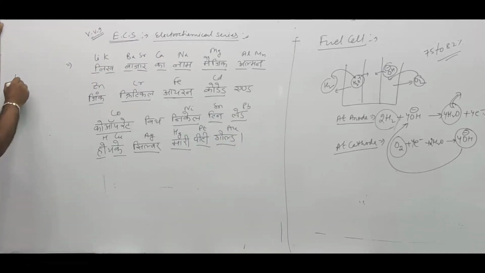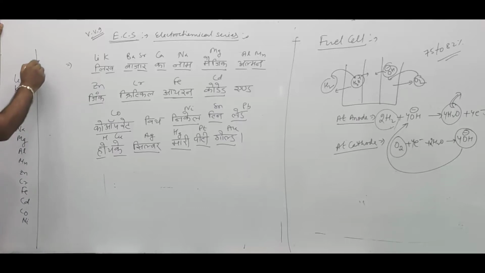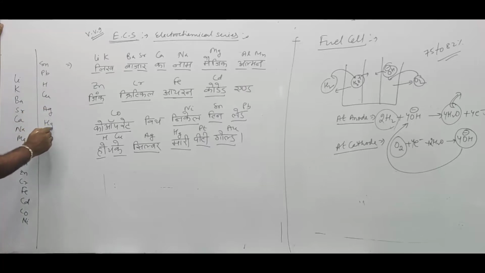That is lithium, potassium, barium, strontium, calcium, sodium, magnesium, aluminium, manganese, zinc, chromium, iron, cadmium, cobalt, nickel, then tin, lead, hydrogen, copper, silver, mercury, platinum, gold.